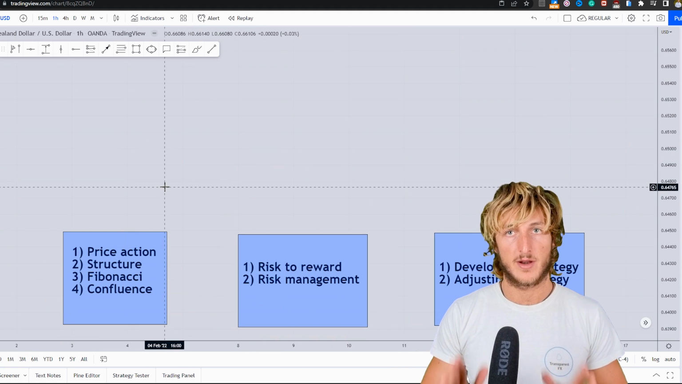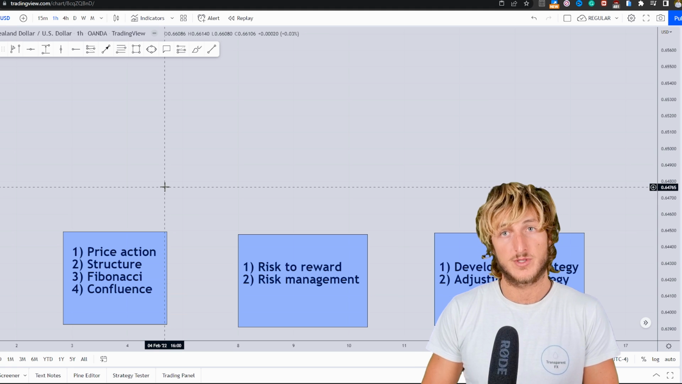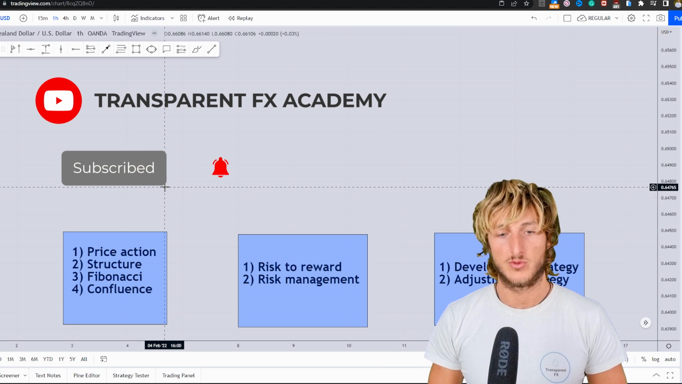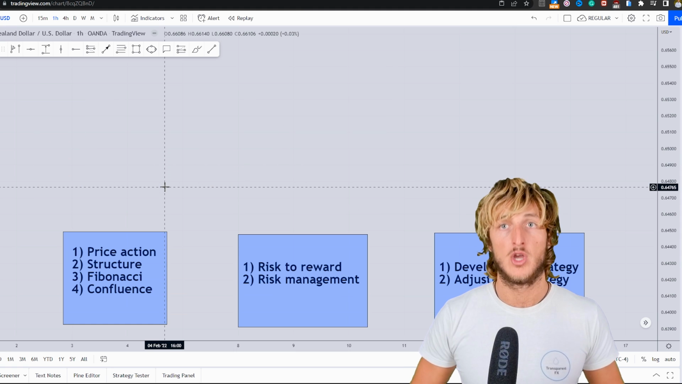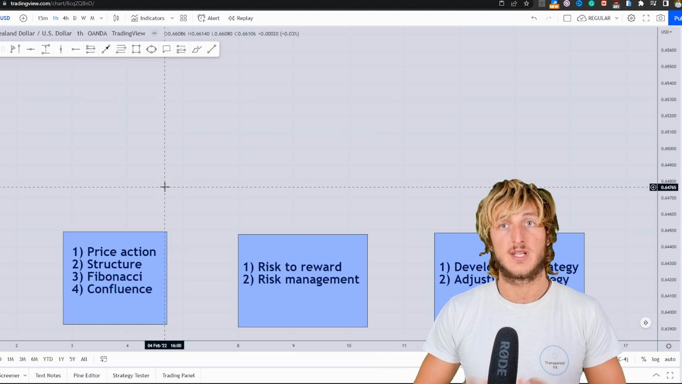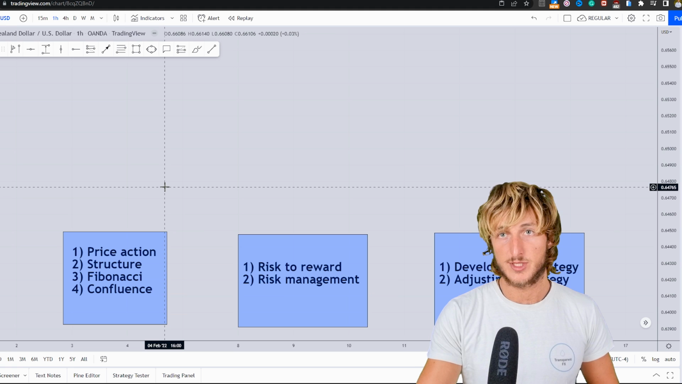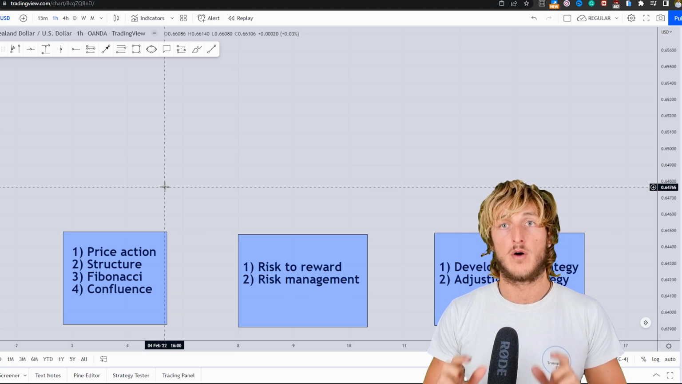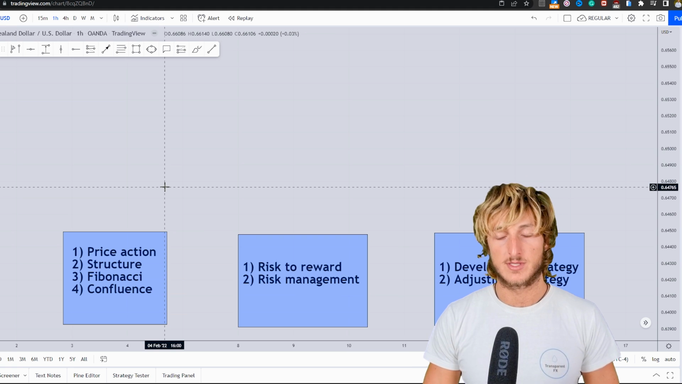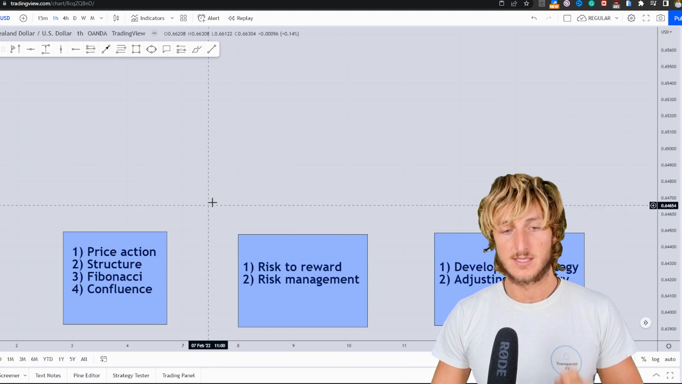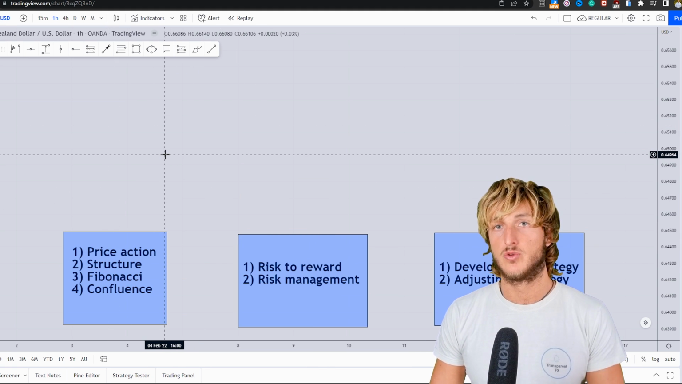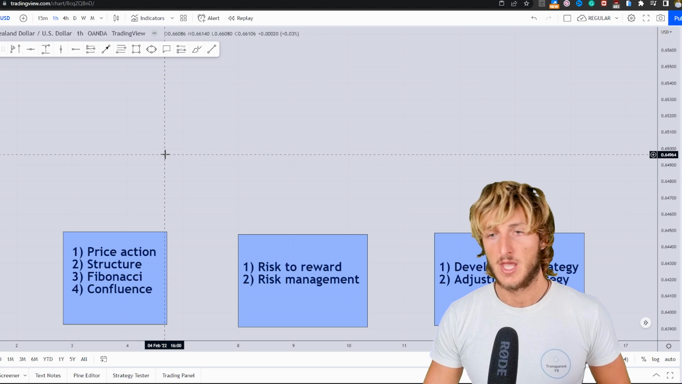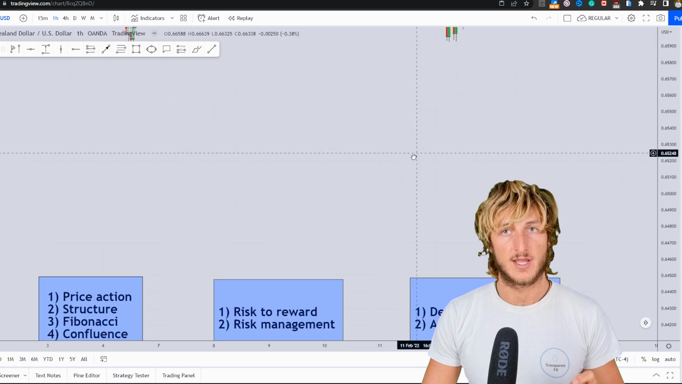Price action, when you have higher highs, higher lows. Structure, previous support or resistance, resistance turn support. Fibonacci to measure corrections and continuations. And confluence, when you have several indications that the market has a good chance in moving in one specific direction, also all lining up in the same area of price. That is confluence. So now that we have cleared this up, we can speak about the actual rules of this simple Forex trading strategy.